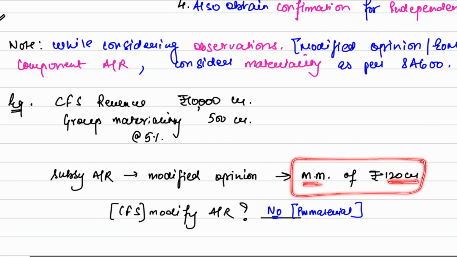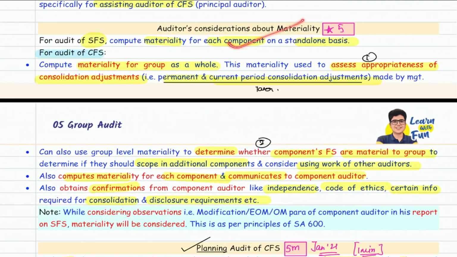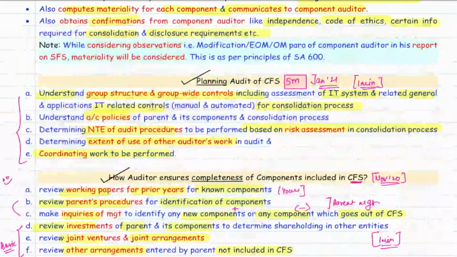Now, this material misstatement of 120 crore, is it material for the group? No, sir. In the CFS, do I need to modify the report? No, sir. Because group materiality is 500 crore and from the point of view of the group, 120 crore is immaterial. Okay. So you don't need to modify the group audit report. With this, the materiality part is done. Then, sir, we covered very small topics.